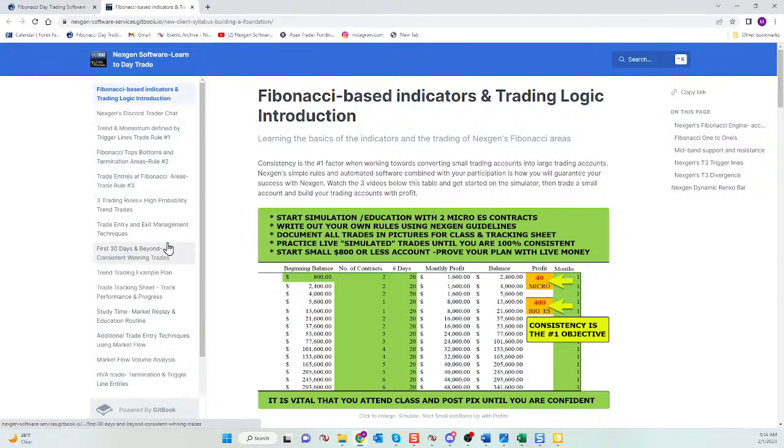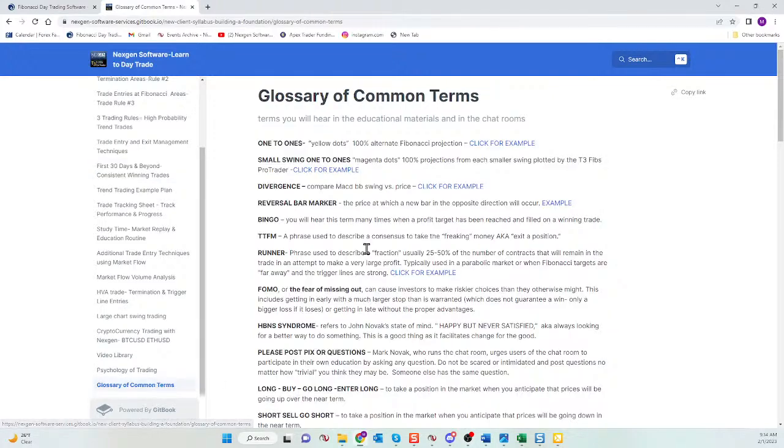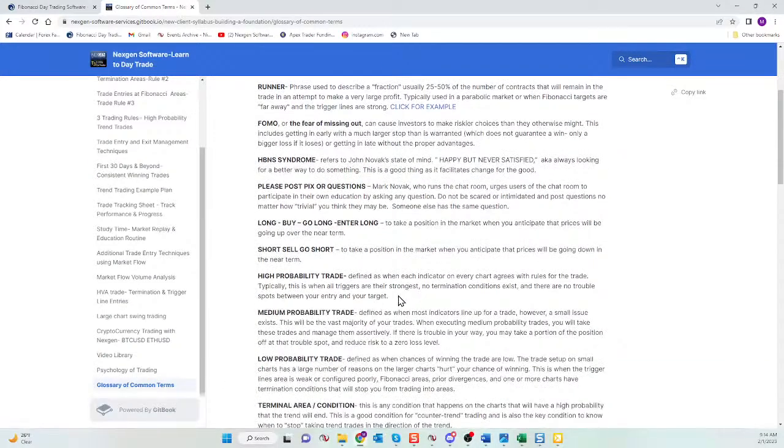And it all comes from right here, guys. All the rules that we talk about, the looks that we're working on. But what I want you to do in that spirit of simplicity is focus on one trade for 30 days. And I know that sounds like not as much fun, but it's going to build this foundation. It's going to create this core base of knowledge. If you focus on trend trades, 5-1 trend trades that happen after a termination condition on the 13-2 chart, guys, you're focusing on the highest probability trade that we teach.